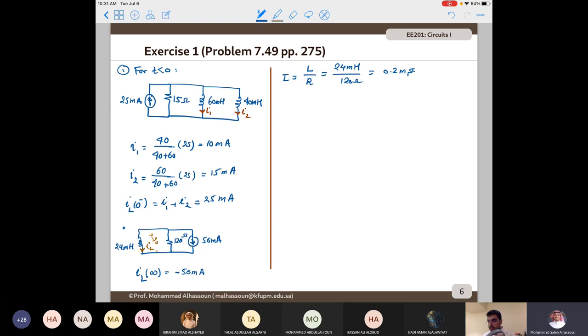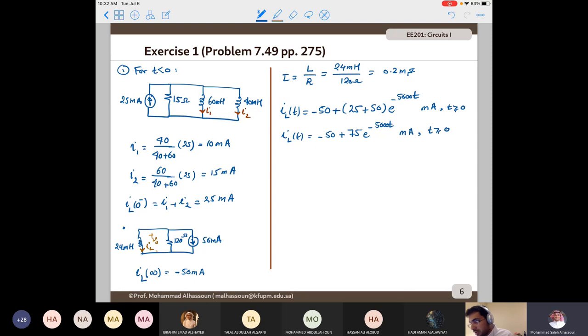Okay, now I have the time constant, I have the initial value, I have the final value, so I can easily find the expression of the current. In this case, the expression of the current is simply I final, or if I simplify it, it will be minus 50 plus 75. Okay, so this is the current passing through the inductor.